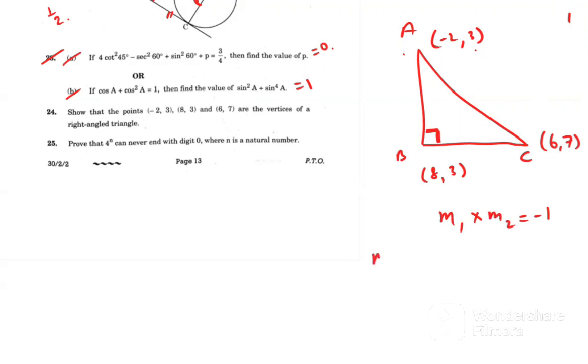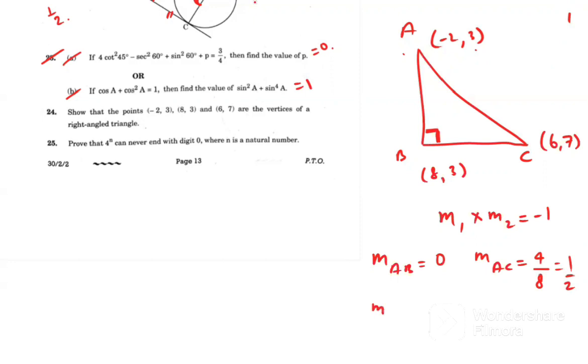So let's quickly find the slope. So slope of line AB, right? AB is how much? It is 0, right? Because it is y2 minus y1. So slope of AB is 0. Slope of AC is y2 minus y1, so 7 minus 3 is 4, divided by x2 minus x1, so it becomes 8. So we get 1 by 2, right?